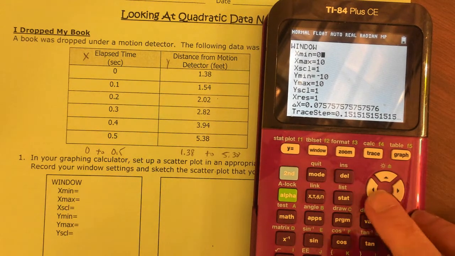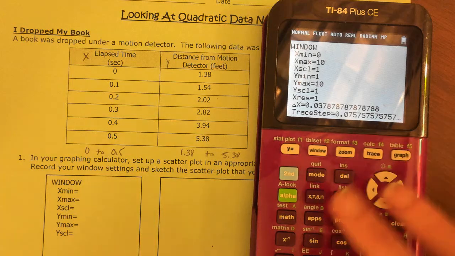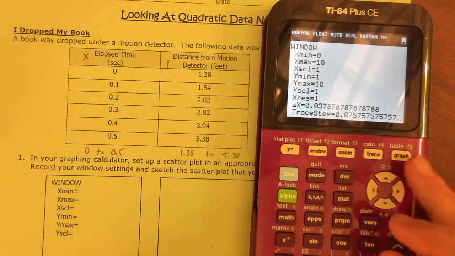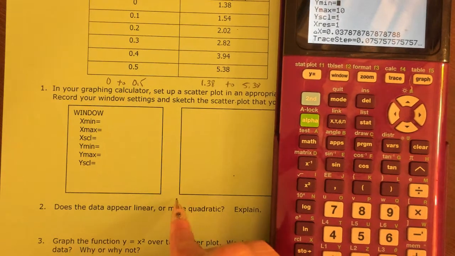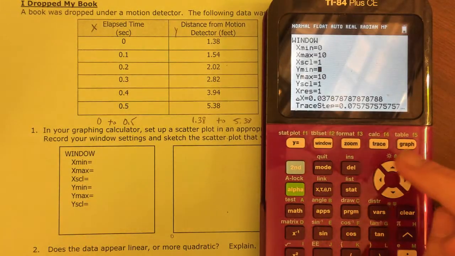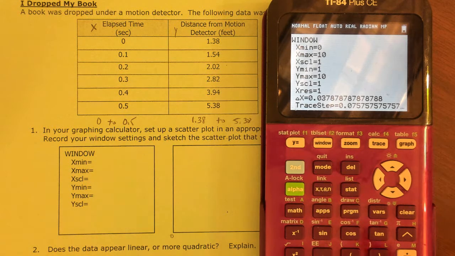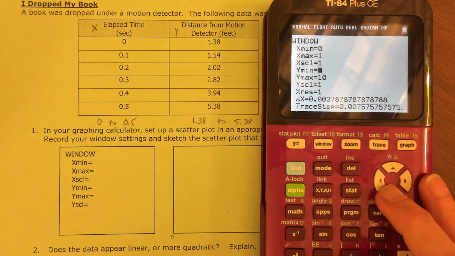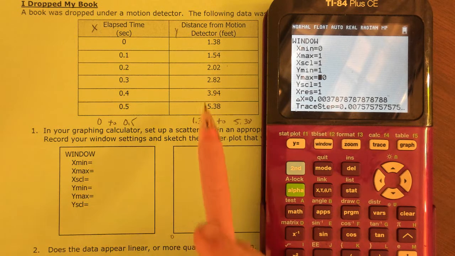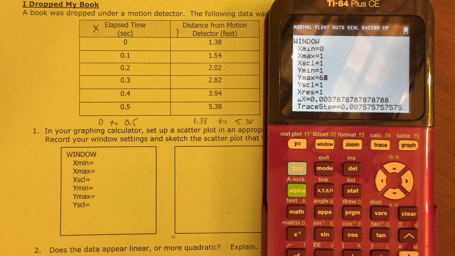Remember, as I've told you before, I like my minimums to be 0, because that way I can see the x and y axis. Then I want my max. When I look at my x max, I don't ever go past 1. So I'm going to make my max 1. And my y max, it looks like I go up to 5.38, so I'm just going to go ahead and make it 6.